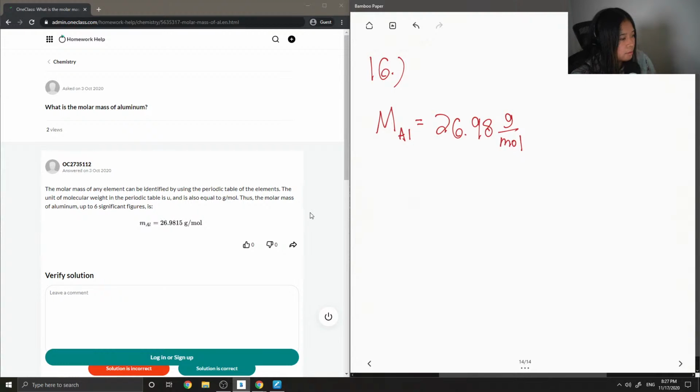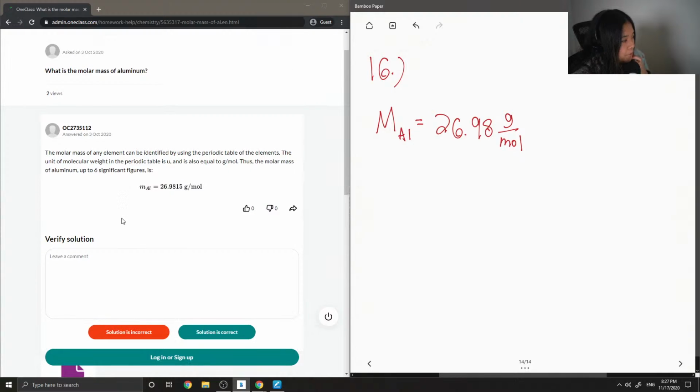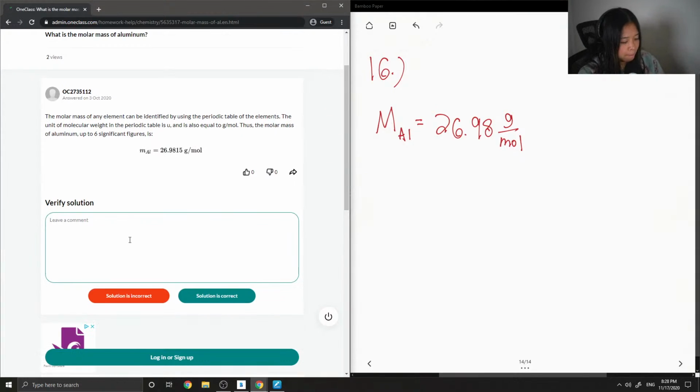Okay, so let's see what the junior tutor said. Molar mass of any element can be identified by using the periodic table of elements. The unit of molecular weight in the periodic table is U, and is also equal to grams per mole. Thus, the molar mass of aluminum up to 6 significant figures is 26.9815 grams per mole. Yep, so this solution is correct.